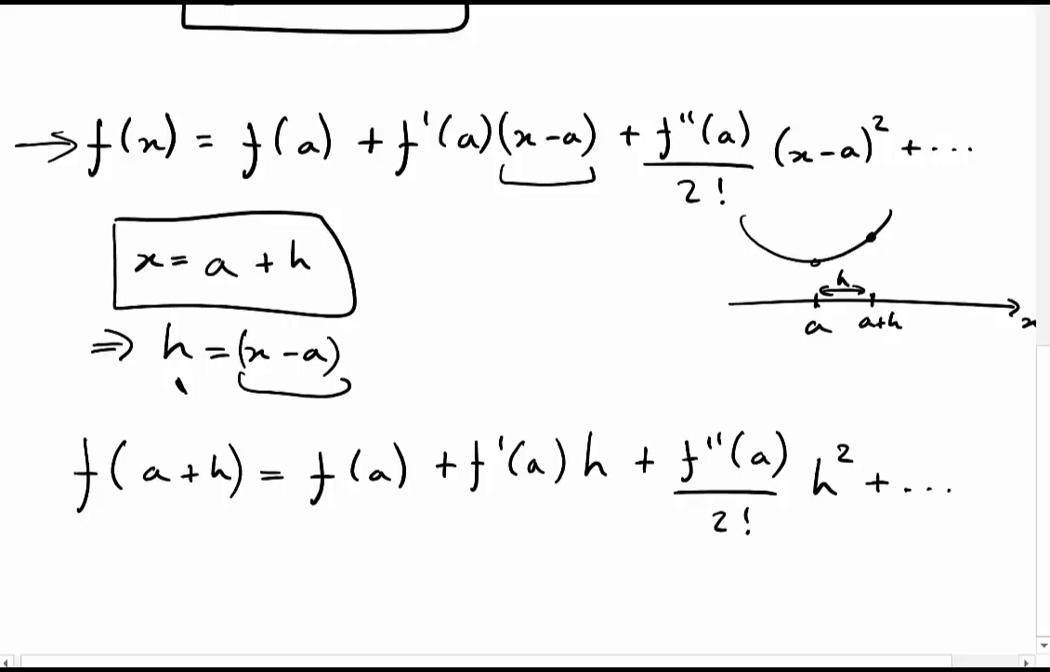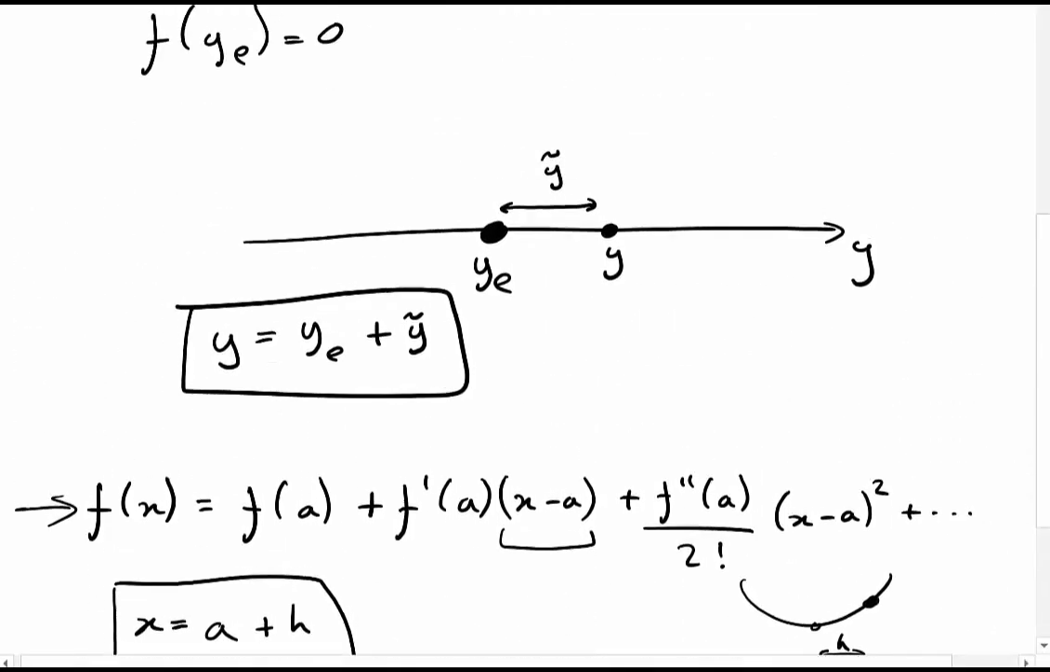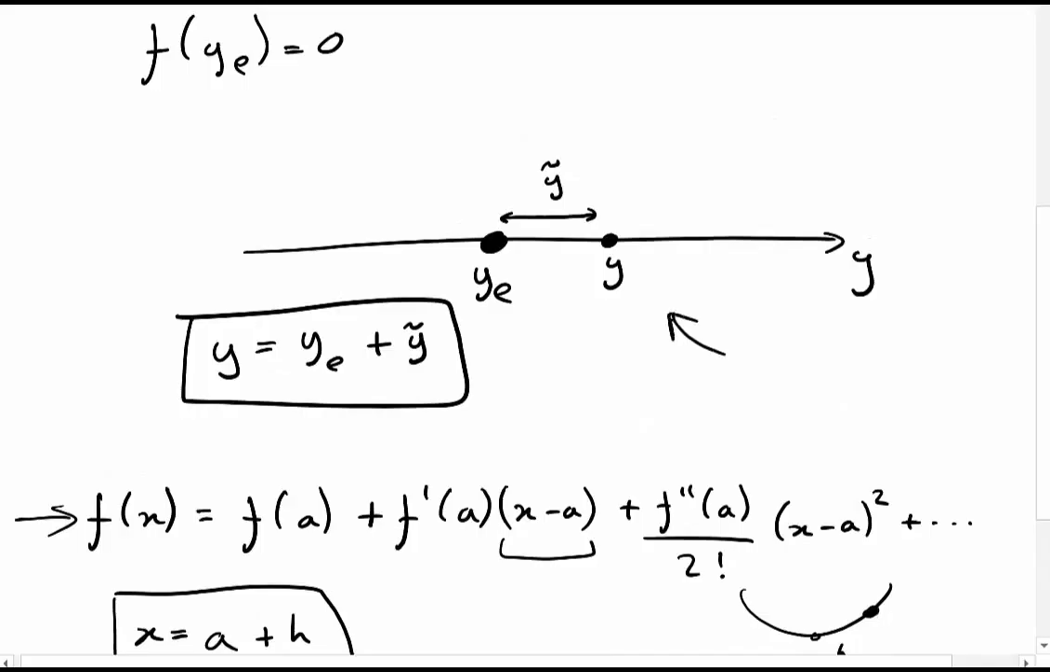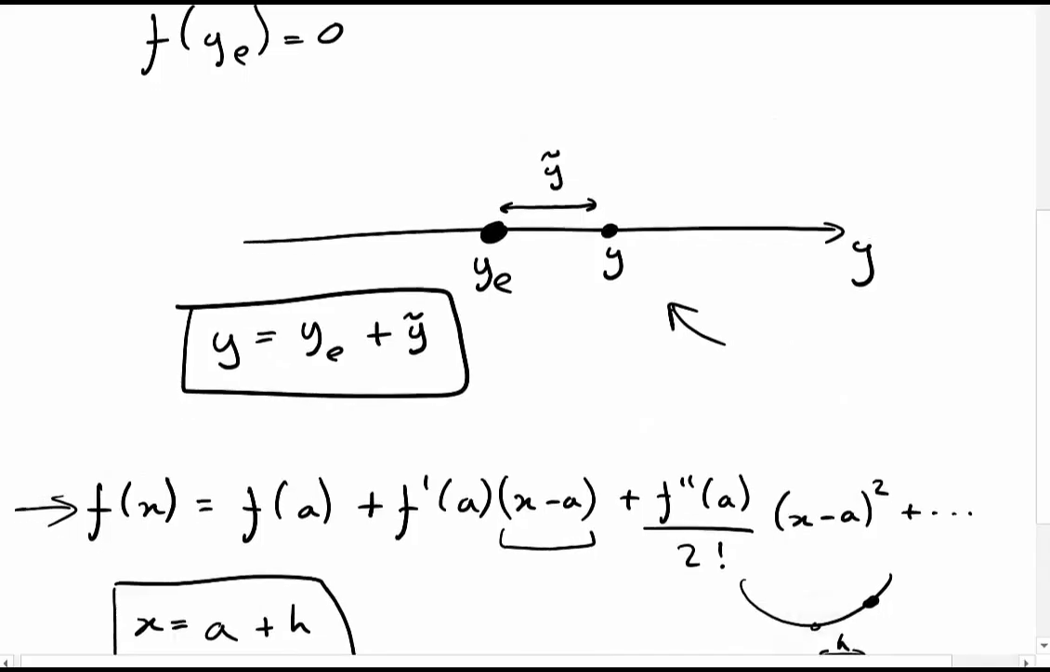So now this is my new expansion around my new point over here, my new point A plus H. The expansion of my function around a new point A plus H. Well, why have I done that? Because that's exactly the same situation as I've got going up here. I can consider an expansion of my function around my point ye, but I now want to consider the expansion around a point which is really close to ye.